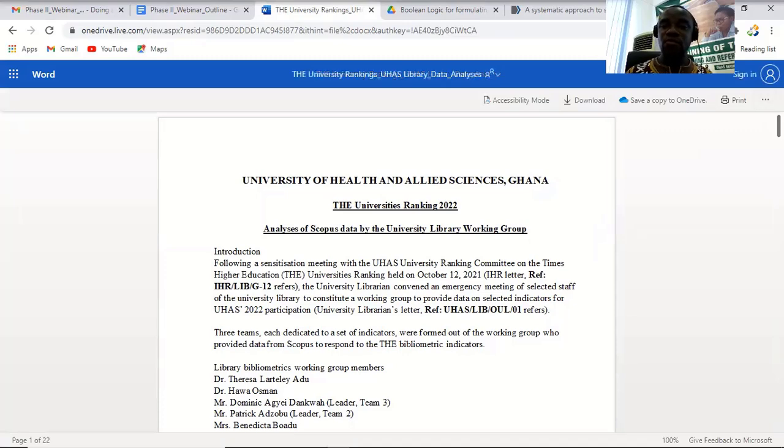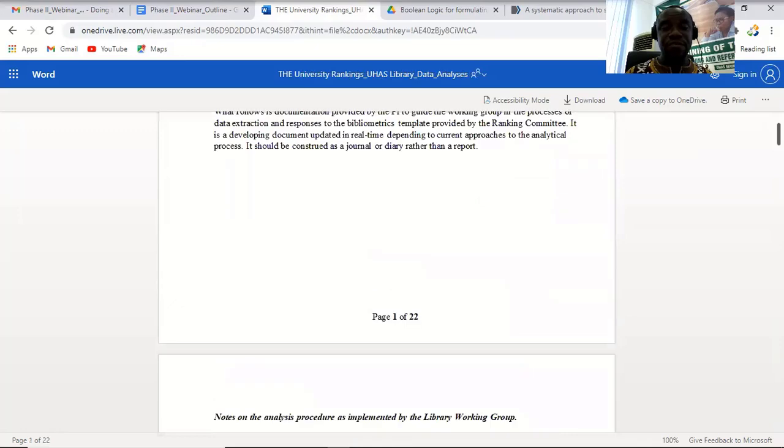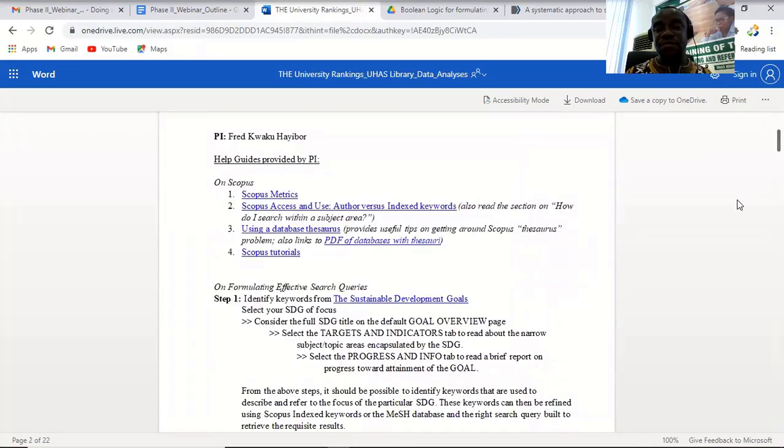I'm going to skip the introductory comments, they are not necessary. But right from this page, I indicated something very important, help guides that I provided to lead the team. First, we need to find out, and we are talking about systematic search, so observe the procedure very closely.